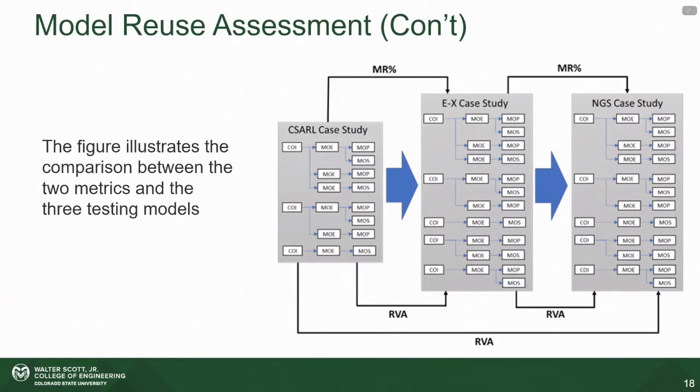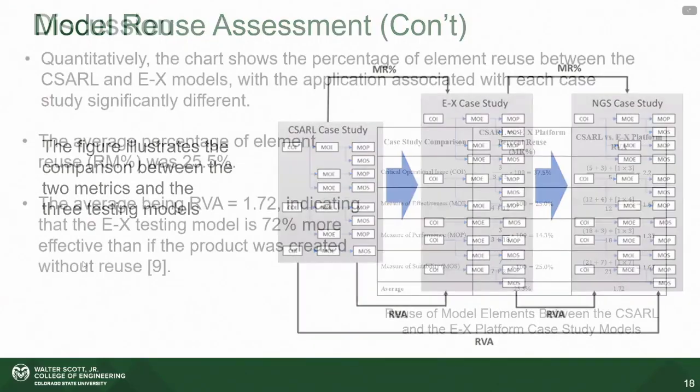In contrast, the RVA metric provides a broader perspective, capable of assessing reuse not only between consecutive models, but also between the baseline model and the more advanced multi-generational models. By applying both metrics, we can gain a comprehensive understanding of the extent and efficiency of model reuse within the MBSE-enabled MBT process. These metrics offer valuable insight into how reusable content evolves over time and how test planning models can become increasingly effective through strategic reuse and adaptation.